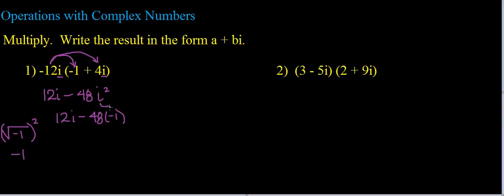So what I did here is I rewrote i squared as negative 1. And now I simplify. Negative 48 times negative 1, that's positive 48. So you end up with 12i plus 48. And this is your final answer.